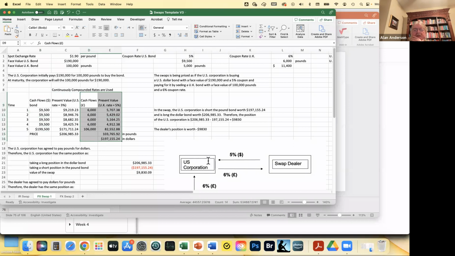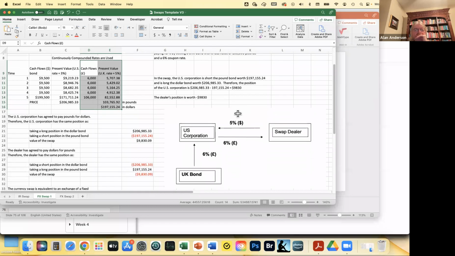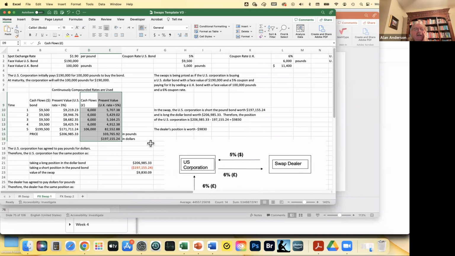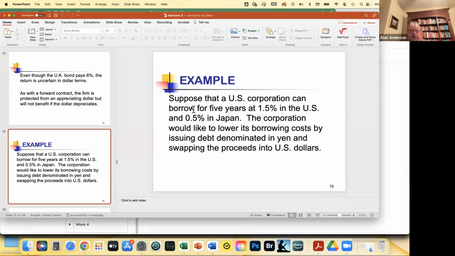The US corporation is equivalent to owning the US bond and selling the British bond, and vice versa for the dealer. So that's what this approach is all about. Now, the second potential approach means we can treat our swap as if it were a sequence of forward contracts. Okay, forward contracts, specifically foreign exchange forward contracts. All right, so let's just take a look at the notes.